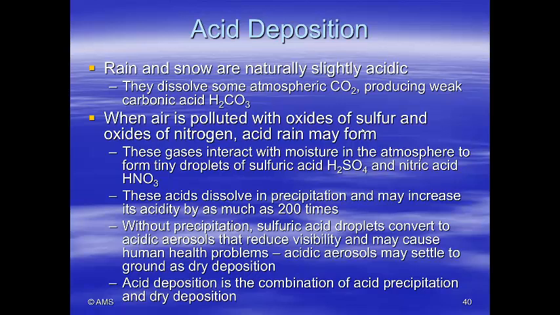When the air is polluted with oxides of sulfur and oxides of nitrogen, we can also get acid rain to form. So these gases mix with the moisture and they form tiny droplets of sulfuric acid and nitric acid. So sulfuric acid is H2SO4 and nitric acid is HNO3. These acids dissolve in precipitation and may increase the acidity as much as 200 times.